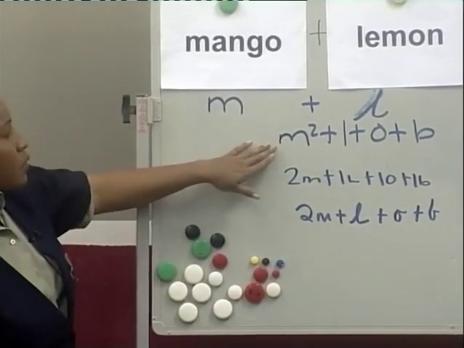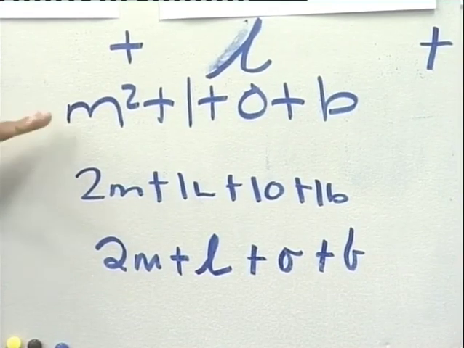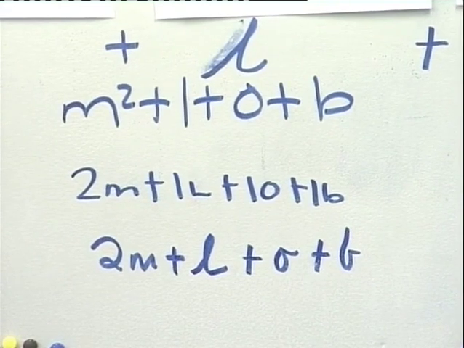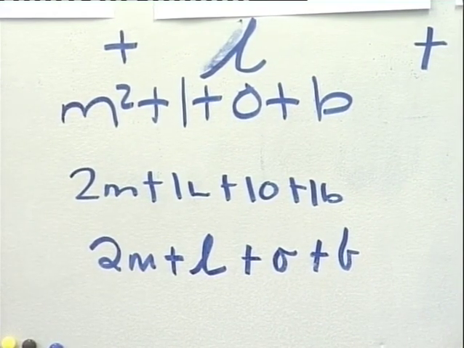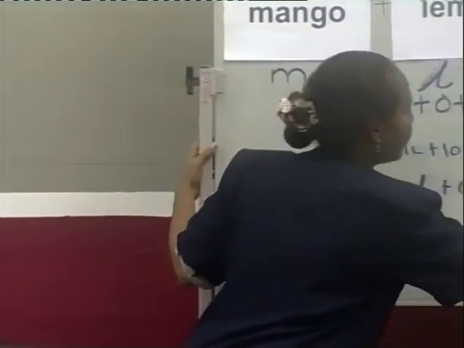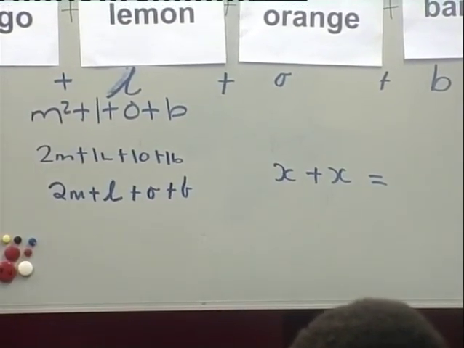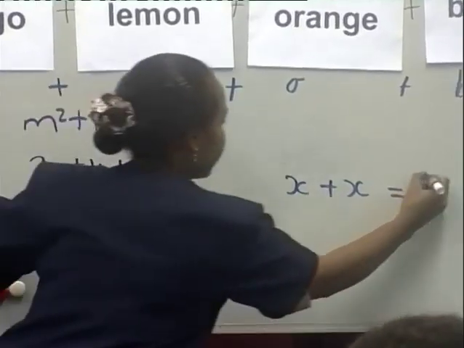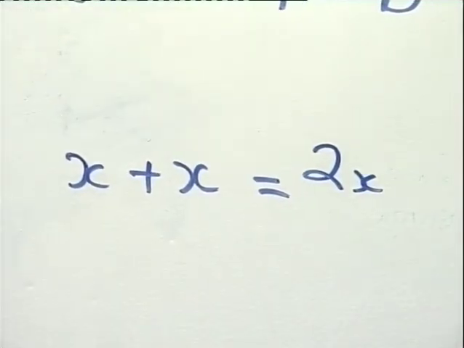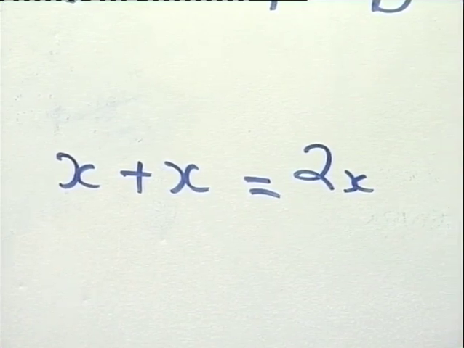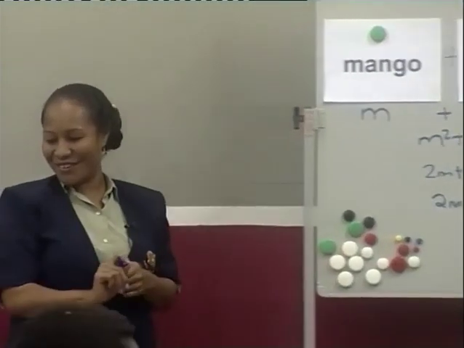All right, so M squared is when you are multiplying. Is that clear? Adding, you don't have them written in squares. Okay, suppose we have x plus x. What would be the answer? X squared or 2x? 2x. Okay, 2x. Right. Likewise, M plus M plus L plus O plus B is 2M plus L plus O plus B. Is that clear? Class clear? Yes. All right, good. Receiving students, I hope you understood what we have gone through.